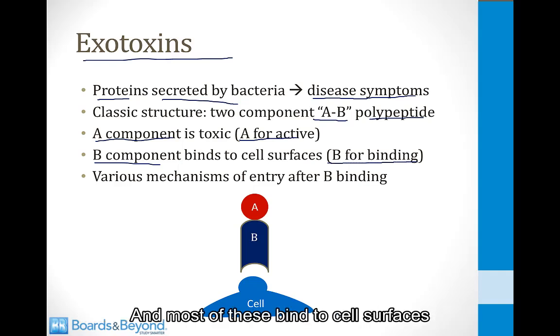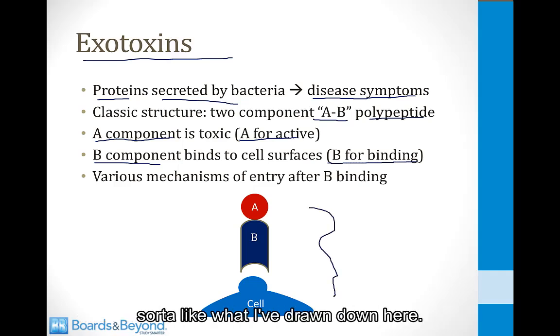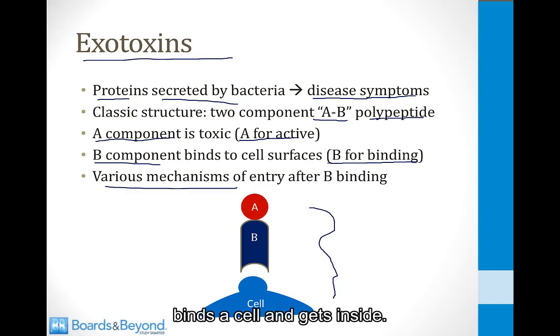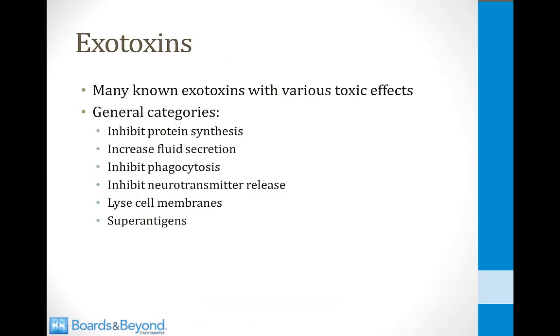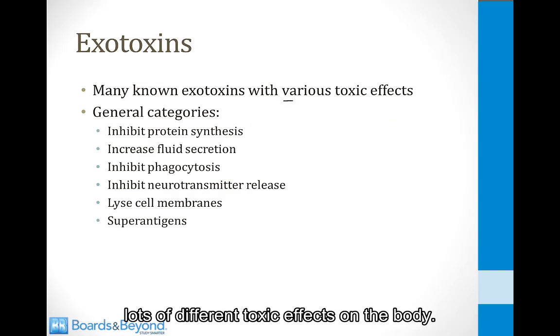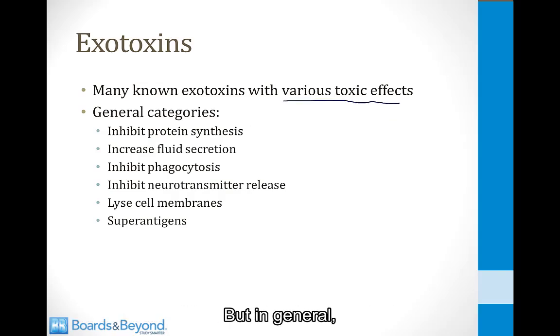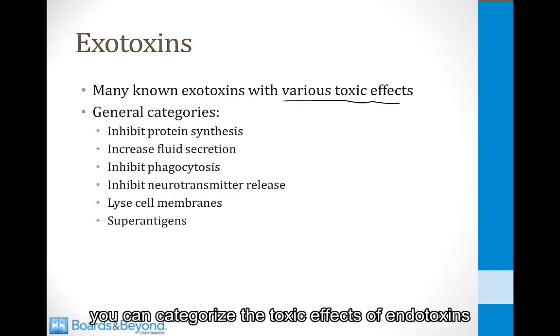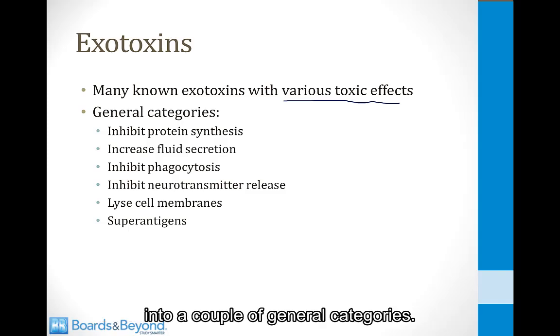And most of these bind to cell surfaces sort of like what I've drawn down here, and then they're internalized inside the cell, and once they enter cells in the human body, they cause disease. There are lots of different mechanisms for how the B portion of the exotoxin binds a cell and gets inside. So there are many known exotoxins, and they all have lots of different toxic effects on the body, but in general, you can categorize the toxic effects of exotoxins into a couple of general categories.